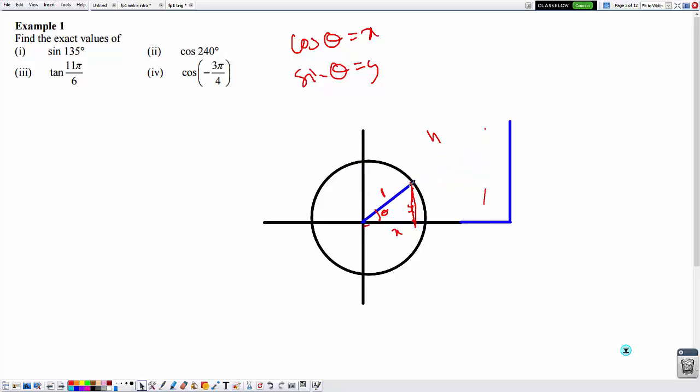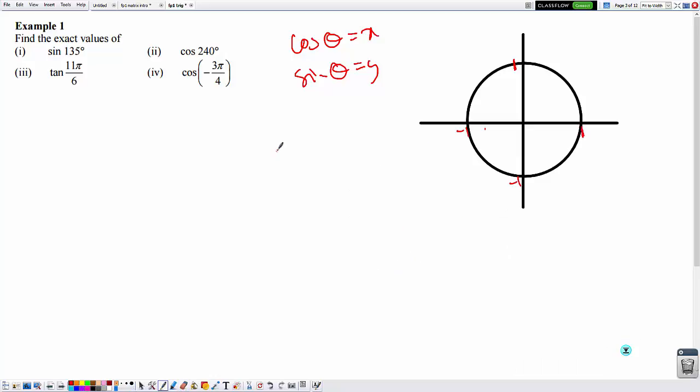Okay, so we're going to get rid of that for now, and we're going to think. Okay, so let's look at these examples now. So let's work out sine of 135 degrees without a calculator. Well, let's use my circle here. So 135, where is it? Well, it's over here, isn't it?